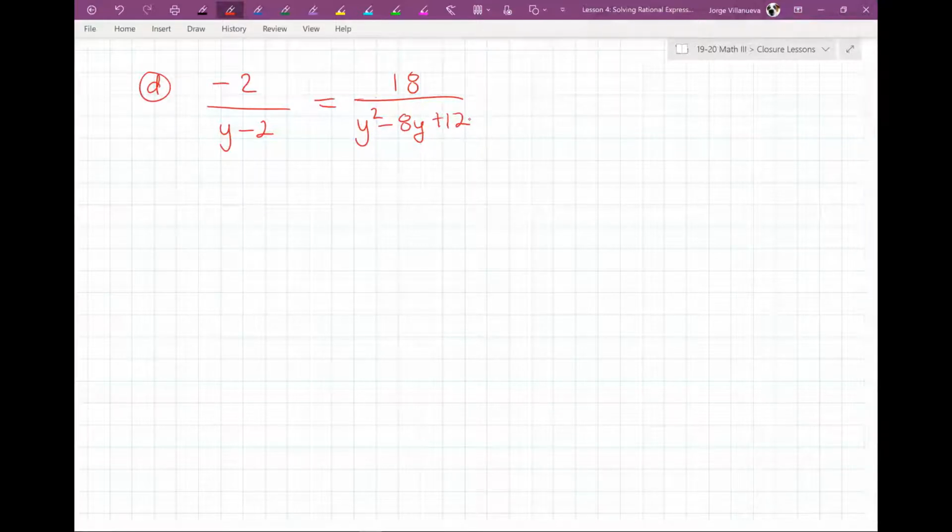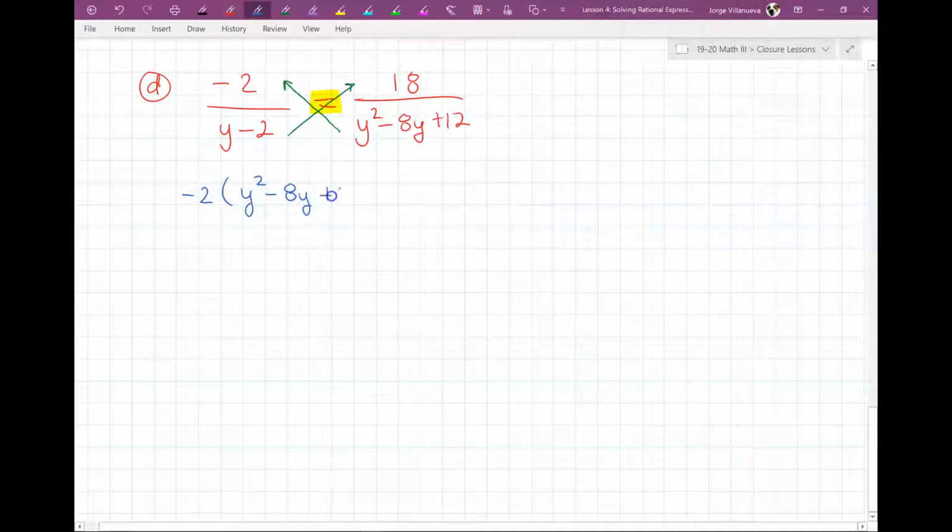Now, the first thing I'm going to do is let you guys know that whenever you have a fraction equal to a fraction, we are not going to multiply by an LCD. We are going to multiply diagonally, and that's only because it says equals. Okay, if it says equals, we multiply diagonally. So we get negative 2 times y squared minus 8y plus 12 equal to 18 times y minus 2.